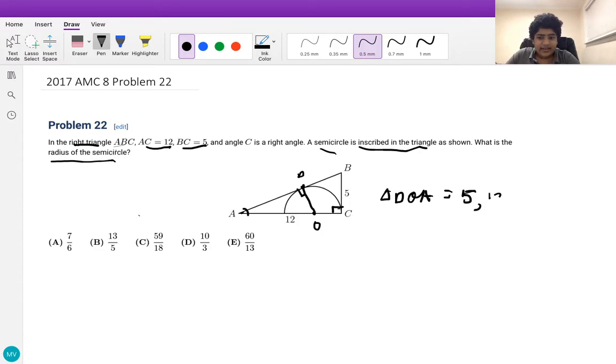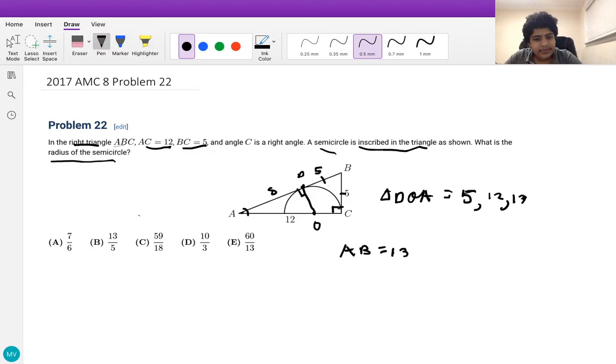And now the convenient thing about this setup is that we can actually find the length of AD rather easily, since both BD and BC are tangents to semicircle O coming from the same point. By the equal tangents principle, we have that BD is equal to BC. In other words, this is just 5. Thus, since we know AB is equal to 13 by the Pythagorean triple, of course, you know that AD is going to equal 8.